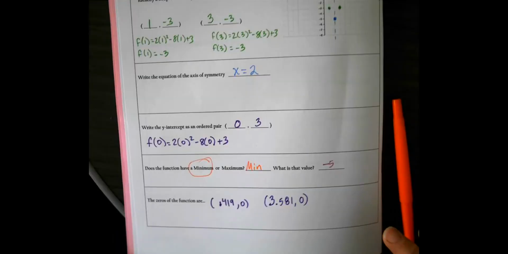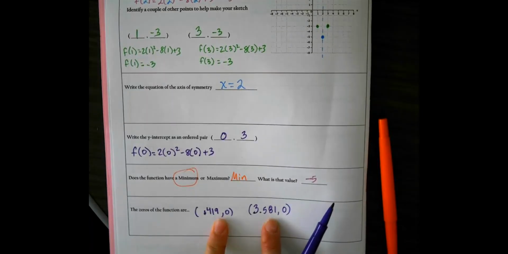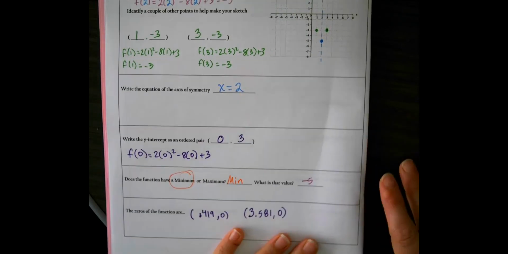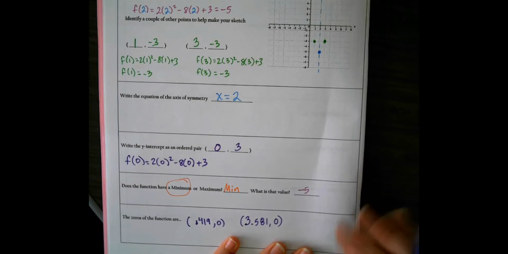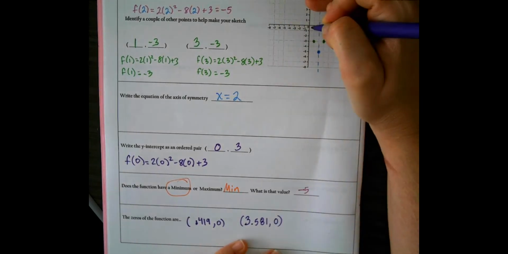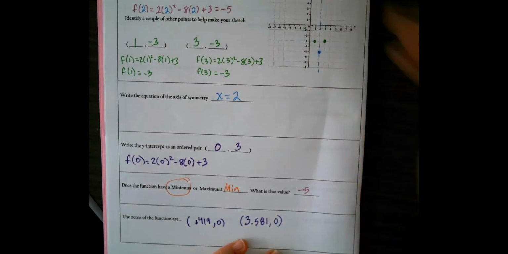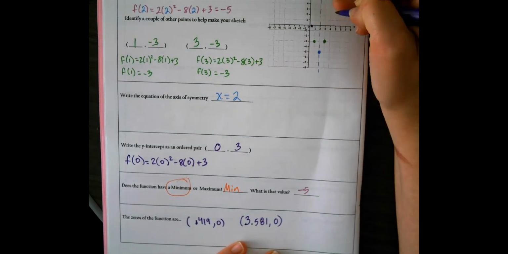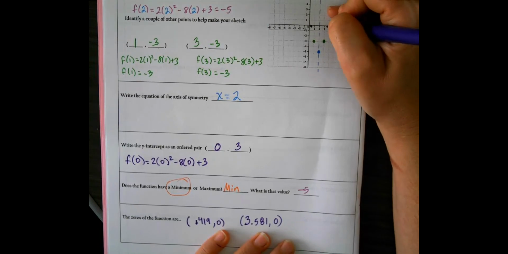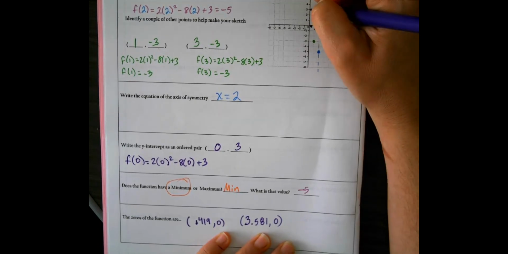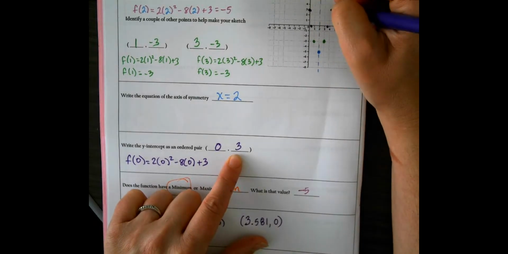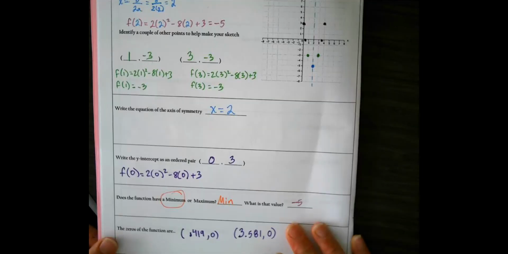All right, so now I wrote those 2 points down here, (0.419, 0) and (3.581, 0). And I am going to plot those on my graph. They're going to be estimates because they're decimals. So about halfway through there and about halfway through here. I'm also going to plot my (0, 3), which is my y-intercept, and the corresponding (4, 3) over here. And now I can see I've got this nice looking parabola.